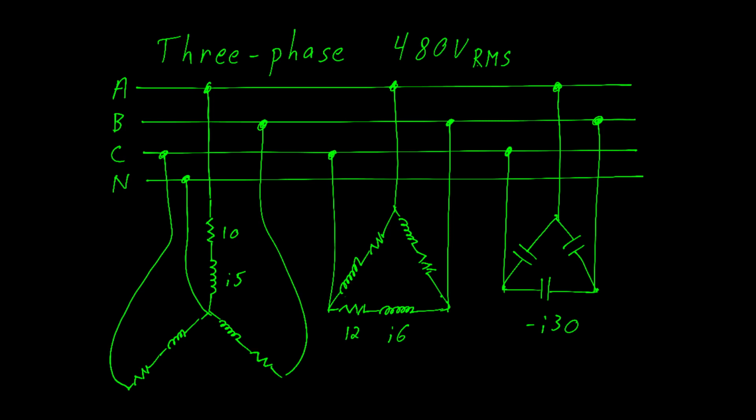Given a three-phase 480 volt system with a variety of loads, solve for the total complex power. In this case, 480 volts is a line-to-line voltage. We see the first load is a Y-connected, 10 plus j5 per phase load. The next is a delta connected, 12 plus j6 per phase. And the third is power factor correction capacitors with j30 per phase.